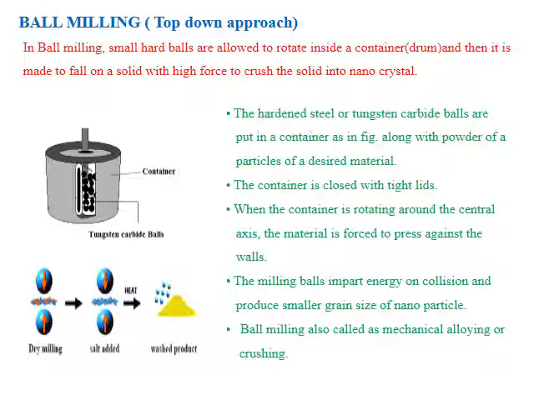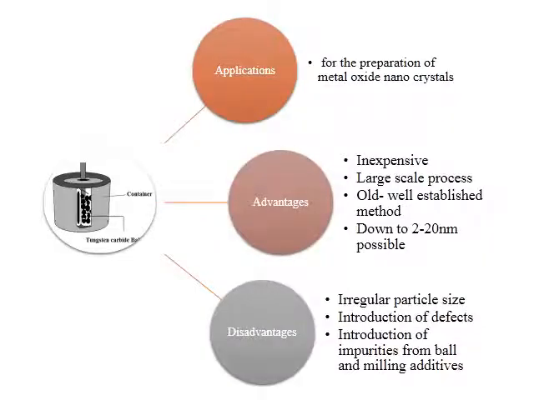The ball milling, also called mechanical alloying or crushing process, the resultant product of nanoparticles is going to be based on the amount of time we are spending for producing the nano powders. The applications of this kind of ball milling technique are useful for producing metal oxide nanocrystals, and the advantages are they are inexpensive, large scale process is possible, an old well established method, and we are able to produce nanoparticles or nano powders up to the size of 2 to 20 nanometers.